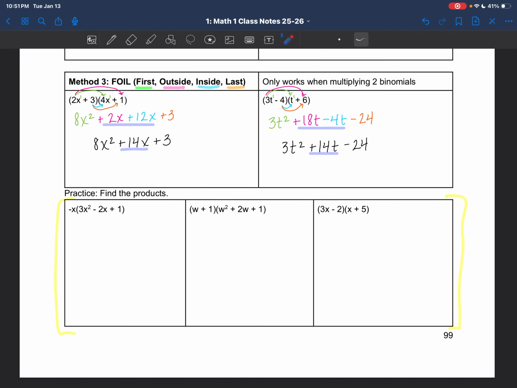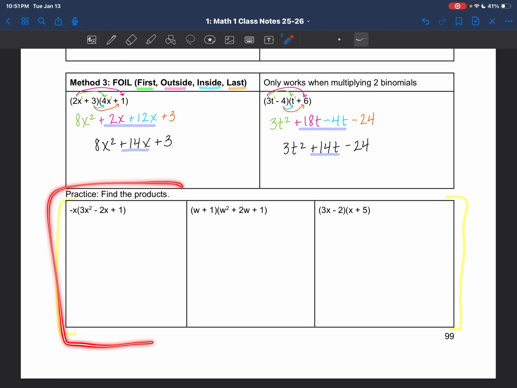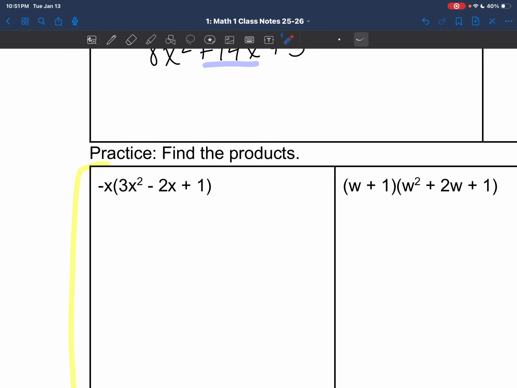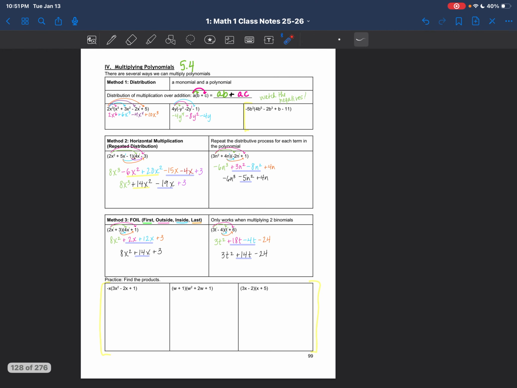All right, so I did some examples there, and I want you to go through and do all of these. Again, watch this negative, and then combine from there.